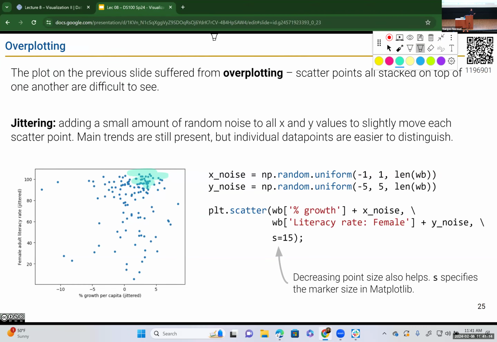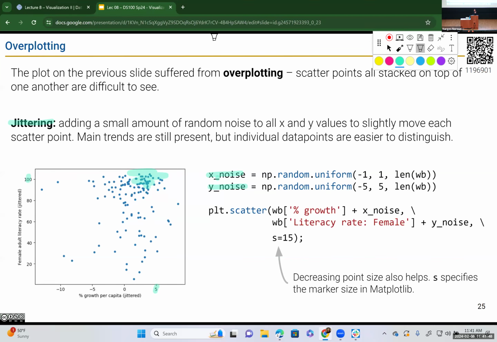The simplest way that we can do this is by adding noise and using something that's called jittering. So what you're seeing in this case is that I'm creating two noise objects, one for all of the X values and one for all of the Y values. And they have different ranges because my X and Y ranges are different. So here the range is between 0 and 100, and then X has a range of between -15 and about 10. So that's why the range of the noise is different.